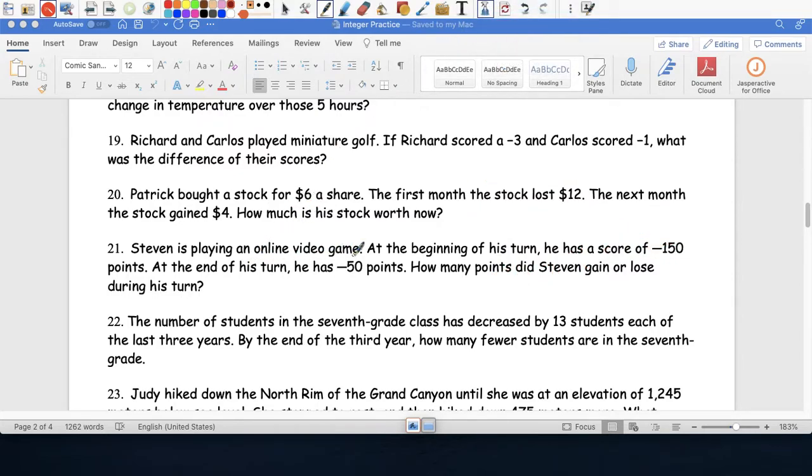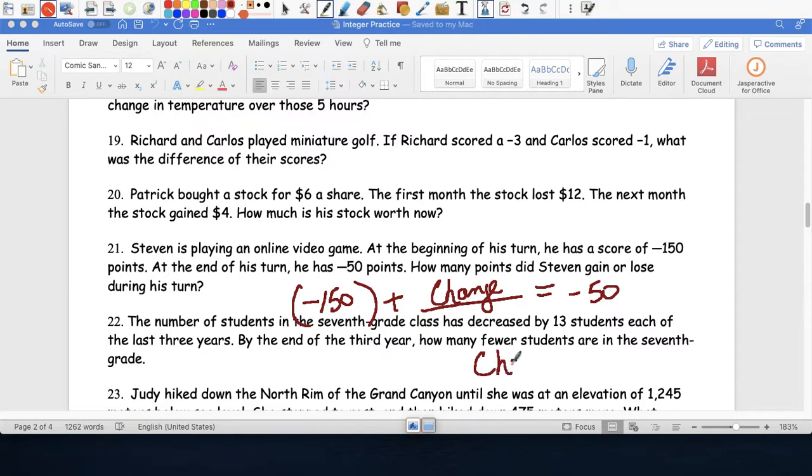Steve is playing an online video game. At the beginning of his turn, he has a score of negative 150, so let's write that. At the end of his turn, so he starts with that, something happens, and then his final score ends up being negative 50. So, what are we looking for? We're looking for the change, right? We don't ask whether it was a positive or negative change, did he do better, did he do worse? So we want the change.